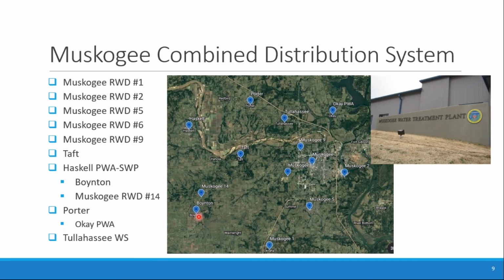So you're looking at, and these are just straight measured off of Google, you're not looking at the miles of mains that are involved, which are probably a lot more distance for these miles. So you're looking at about 30 miles from Muskogee to Boynton, and then the other one that sells water is Porter and OKPWA. So that's another about 25 miles. So we do have long distribution lines that we have to deal with.